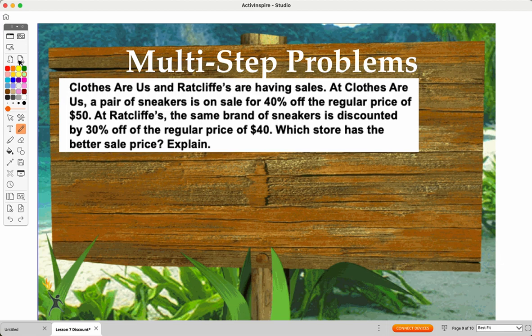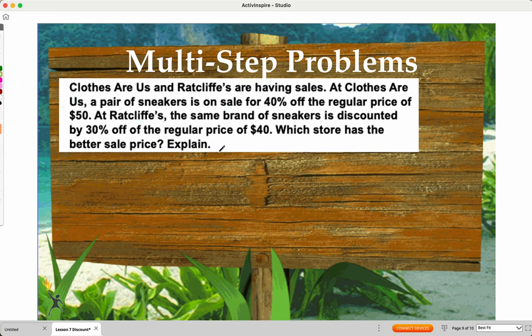So a problem like this might be something you come into. Clothes R Us and Ratcliffe's are having sales. Clothes R Us sells a pair of sneakers on sale for 40% off the regular price of $50. So it'd be 50 times 0.6 to give us our sales price. And then at Ratcliffe's, the same exact brand of sneakers is discounted 30% off of its original price of $40. So 0.7.